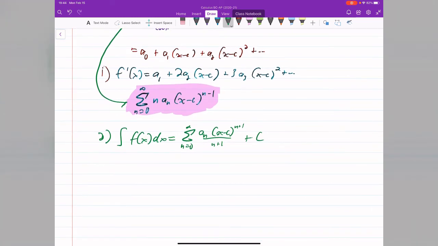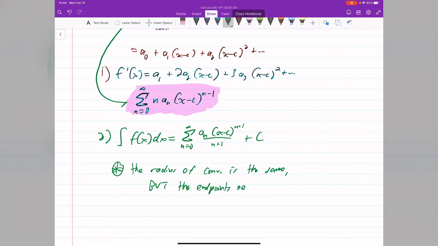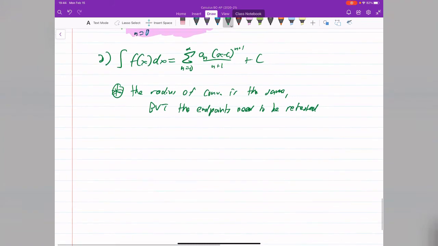The thing that I need you to remember and know about this is that the radius of convergence is the same, but the endpoints for the interval of convergence need to be retested. You need to retest your endpoints anytime you integrate or take a derivative.